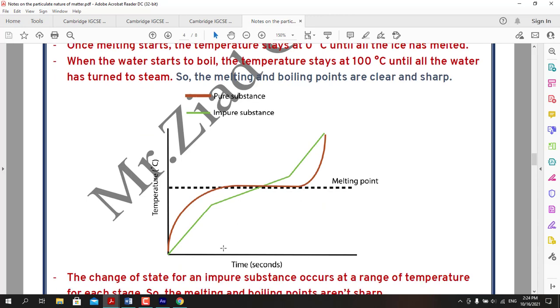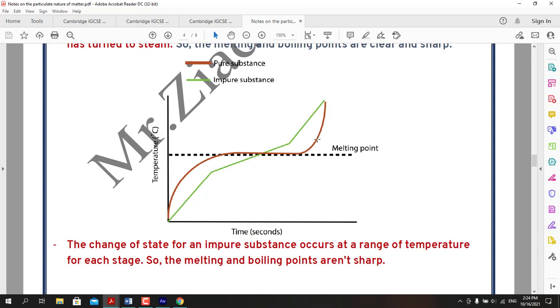Now let's look at an impure substance. As we can see, the boiling and melting just happen over a range of temperature. So the change of state for an impure substance occurs at a range of temperature for each stage. That's due to the presence of impurities, which require different temperatures for them to melt or boil.